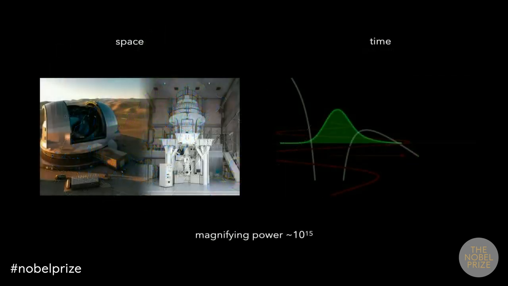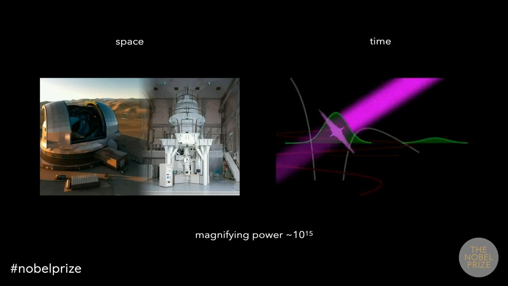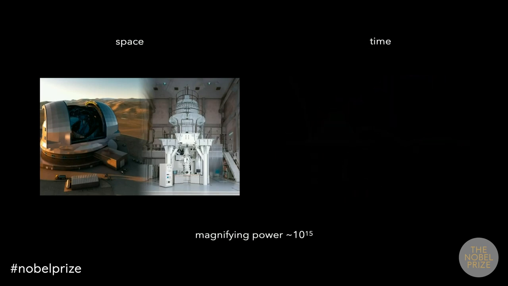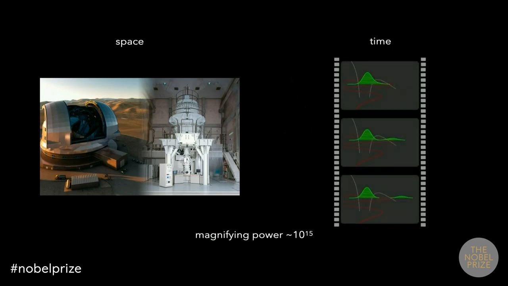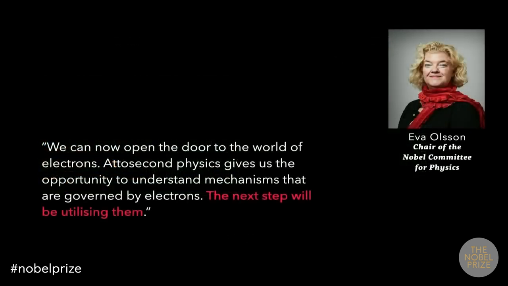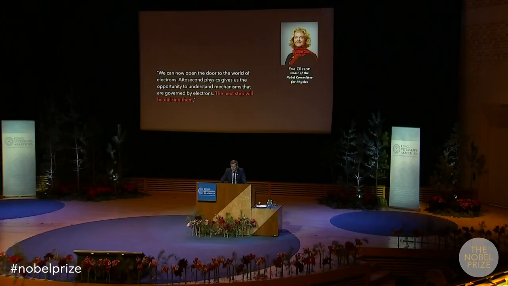When rendering these motions accessible to human observation, attosecond spectroscopy furnishes us with a temporal magnifying power that is equivalent to the combined magnifying power of a space telescope and an electron microscope. In the words of Eva Olsson, we can now open the door to the world of electrons. Attosecond physics gives us the opportunity to understand mechanisms that are governed by electrons. The next step will be utilizing them.